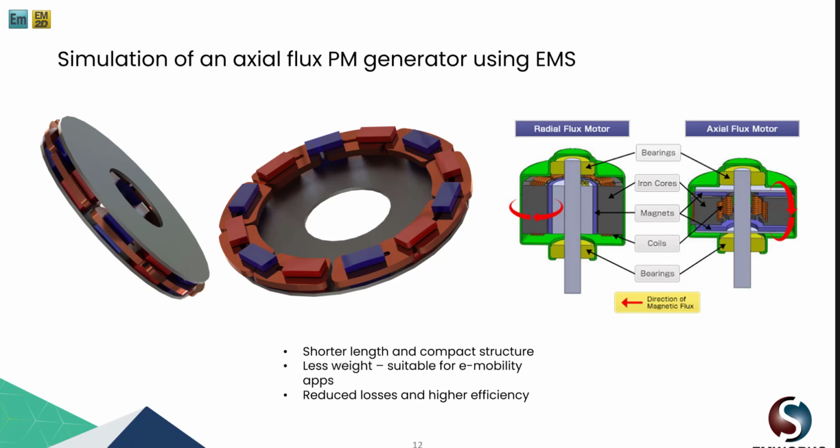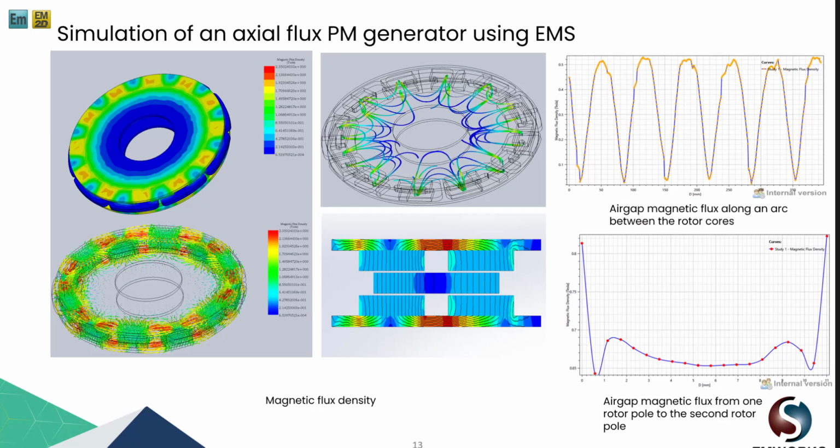The axial flux generator has certain advantages. It gives you a shorter length and compact structure, less weight, suitable for e-mobility applications, and reduced losses and higher efficiency. That's the reason you see more and more axial flux motors and generators nowadays, especially in electric vehicles. Using EMS, this is a taste of the results.